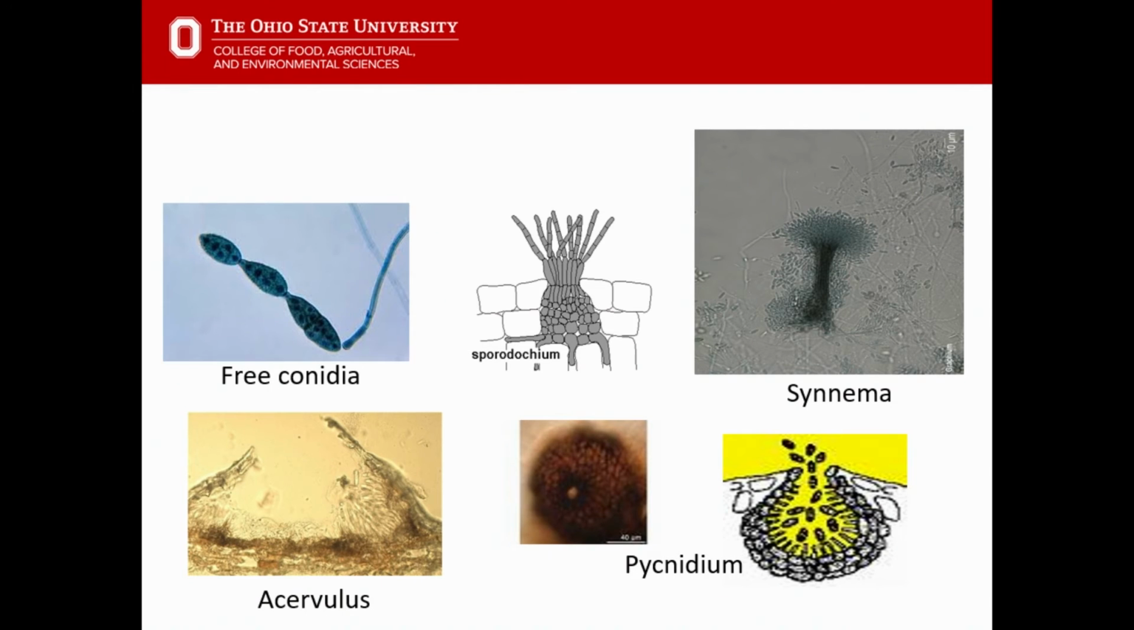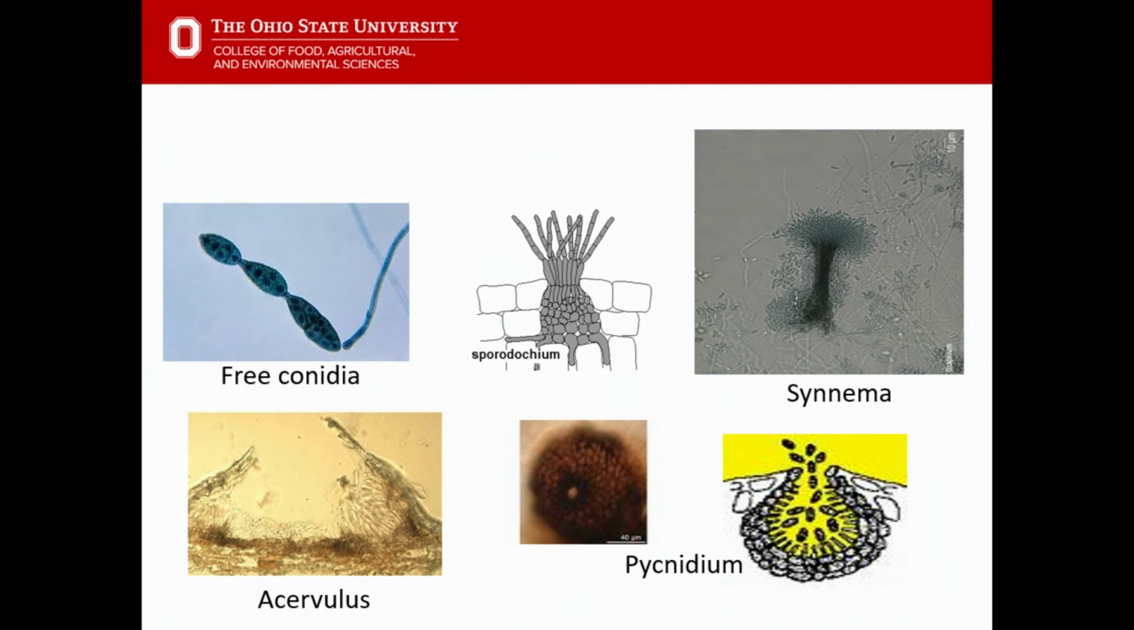In the upper left micrograph, free conidia, in this case in chains, are shown on a single conidiophore. A sporodochium, top center, is a structure in which the conidiophores are grouped together, while a synnema is a more organized structure in which the conidiophores are fused.